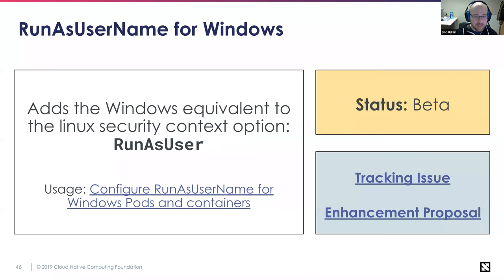Sorry. Moving on to Windows. Run as username for Windows. So in the 1.16 release, we saw two very big Windows improvements: the run as username, and a similar enhancement for GMSA, or Group Managed Service Account support. The work in GMSA was allowed to soak for the 1.17.